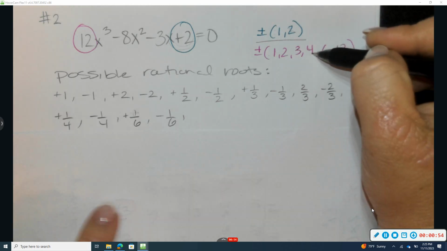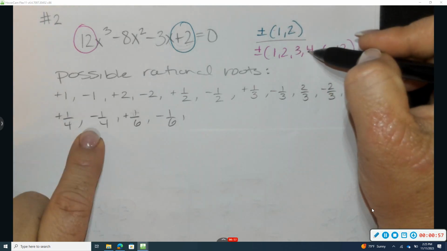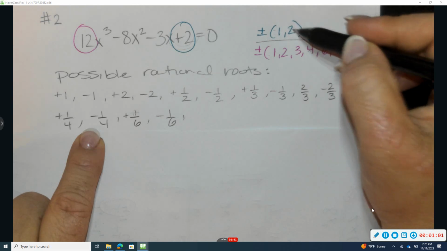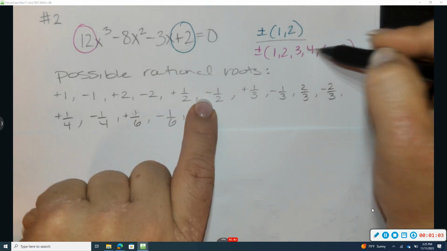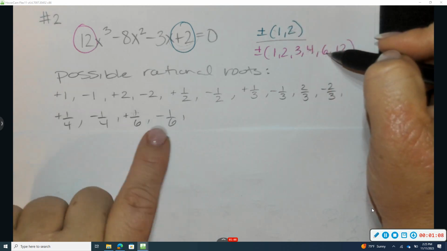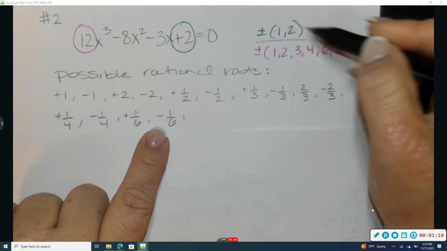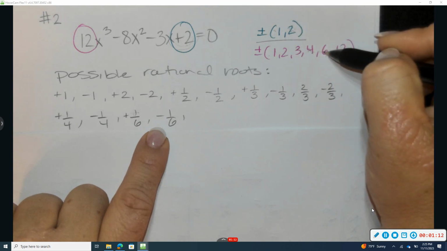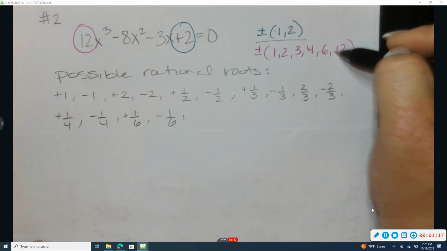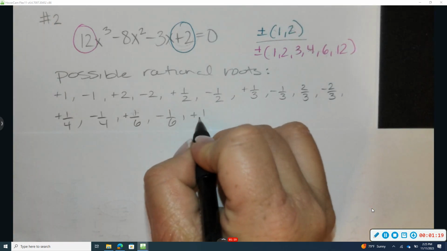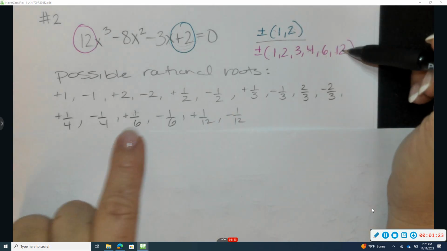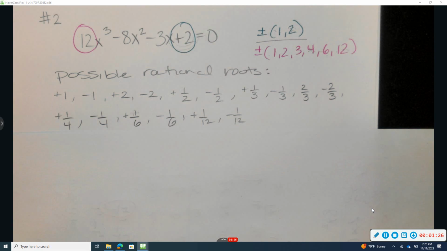Moving on to the next denominator. 1 over 4, positive and negative. And 2 over 4 just reduces to 1/2. Moving on to the next denominator, I have 1 over 6, positive and negative, and then I have 2 over 6, but 2 over 6 just reduces back to 1/3. Then I have 1 over 12, so positive 1 over 12 and negative 1 over 12. And then I have 2 over 12, which reduces down to positive and negative 1/6.